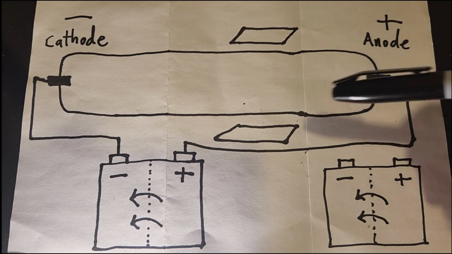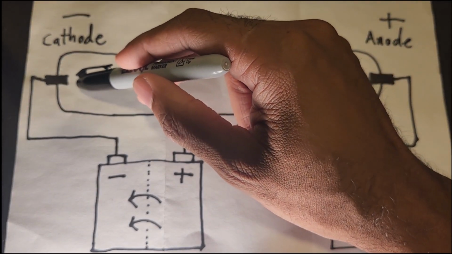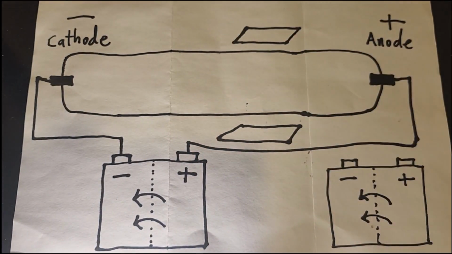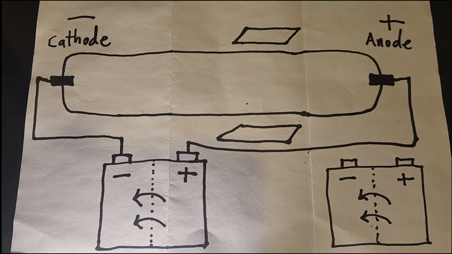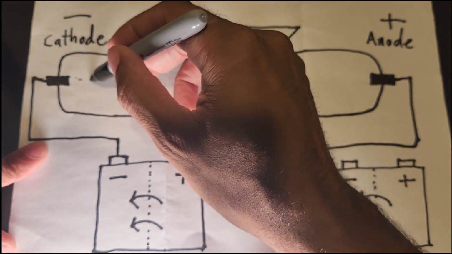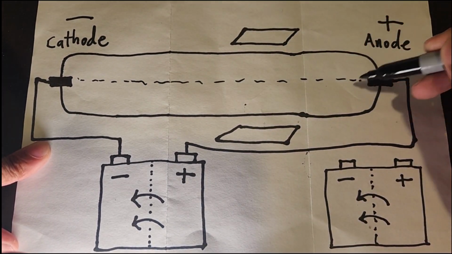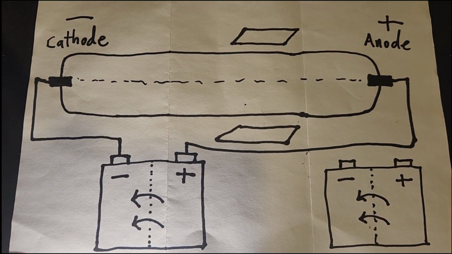And so what would happen is they would see a beam of electrons going straight across. We'll just kind of do this. Okay, that's like our beam of electrons going across.